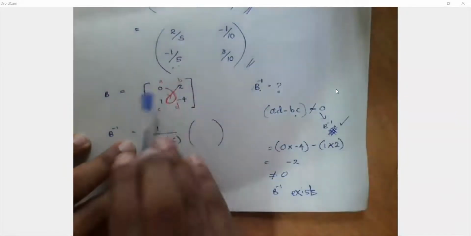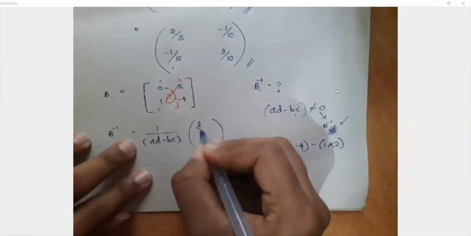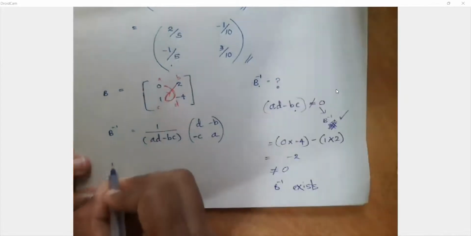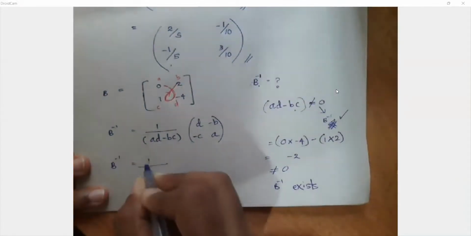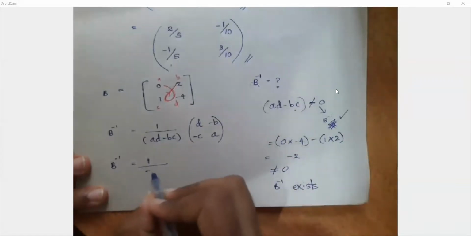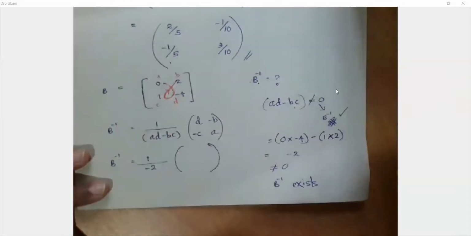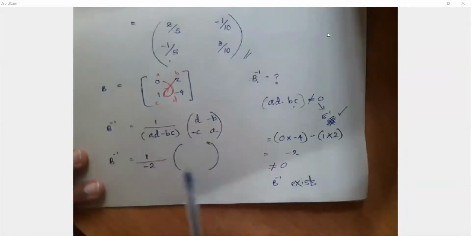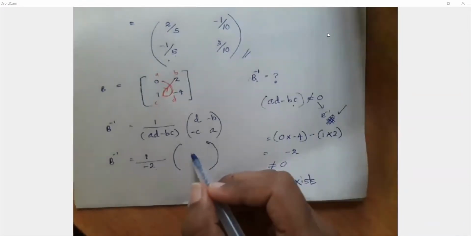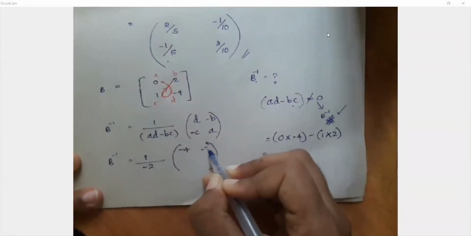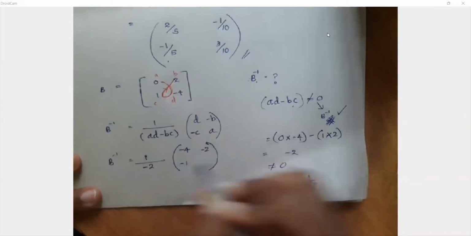Interchange the diagonal elements D, A and put minus C and minus B here. Now I shall find B inverse. Here 1 over, we found AD minus BC is minus 2. Now can someone tell me this matrix? Tell me the 2 rows. Minus 4, minus 2. Minus 1, 0. Very good.